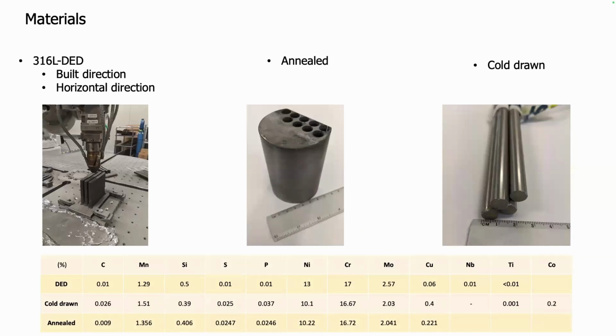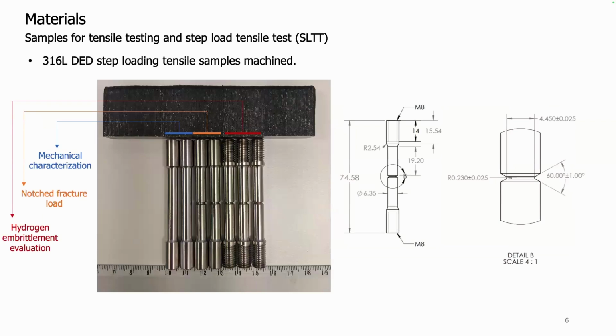Those are the three materials. We have the DED, in which we took samples in the build-up and also in the horizontal direction. And then we have the cold drawn and annealed. There are some differences in the chemical composition, although the three of them were graded as 316L, hopefully thinking that they would be austenitic, spoiler alert.